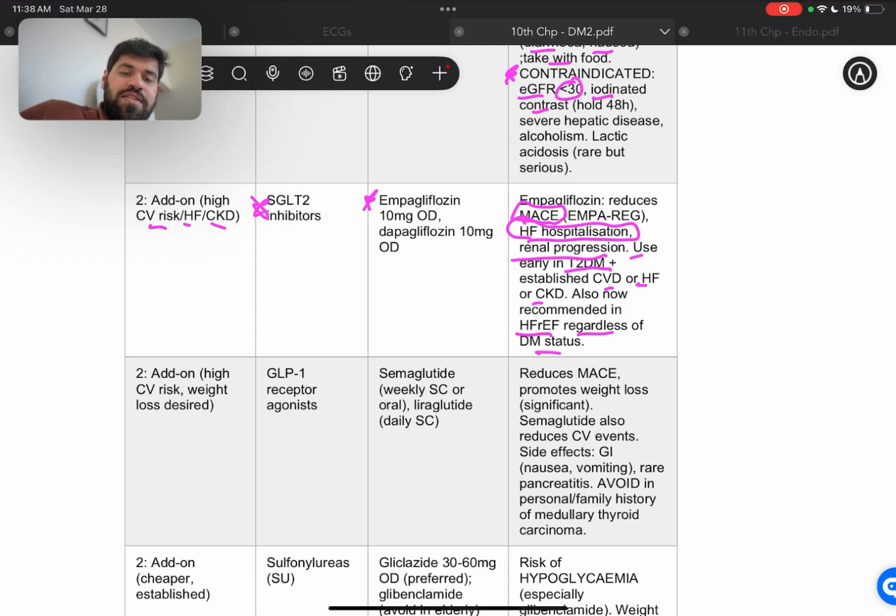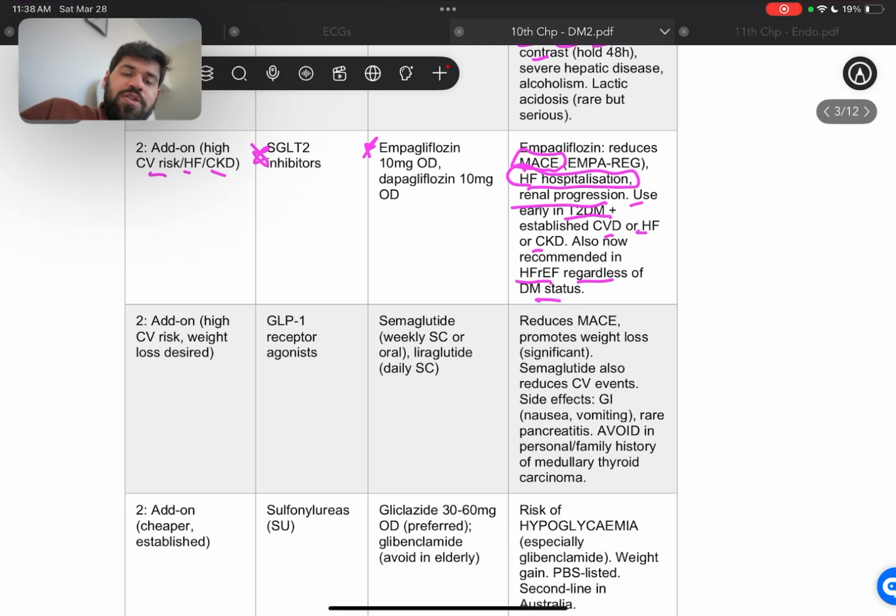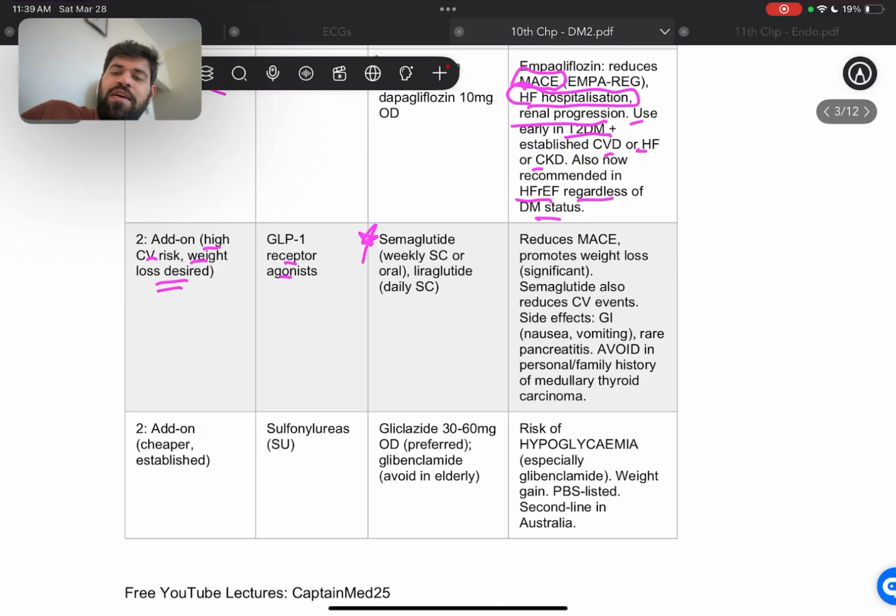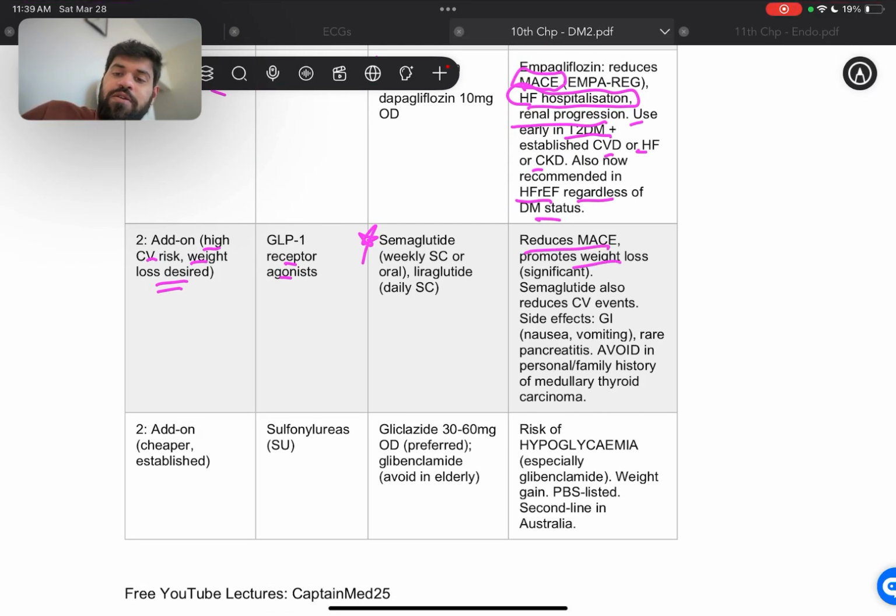Then number 2 would be to add on for high CV risk and weight loss if it's desired, and this is the drug that's getting very, very common, which is the GLP-1 receptor agonist semaglutide. It's getting very famous right now, and it reduces MACE, promotes significant weight loss, and also reduces CV events. Side effects, again with weight loss, with reduced diet or reduced absorption, are nausea and vomiting. Sometimes it can lead to pancreatitis, and we avoid it in family history of medullary thyroid carcinoma.